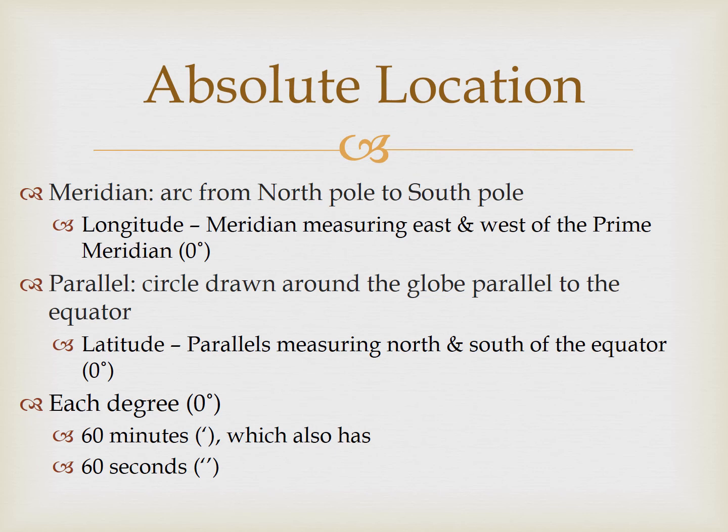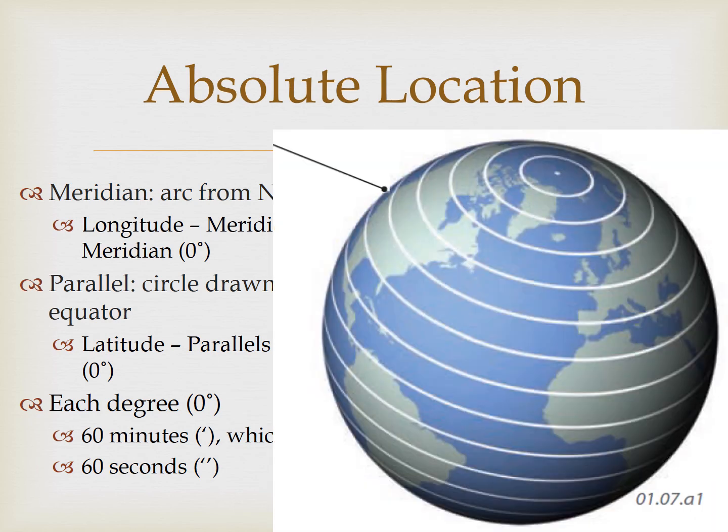Latitude, on the other hand, are the circles, called parallels, that are parallel to the equator, which is found at 0 degrees latitude and divides the world into the northern and southern hemispheres. I always remembered latitude because the parallels look like rungs on a ladder. Get it? Latitude, ladder.